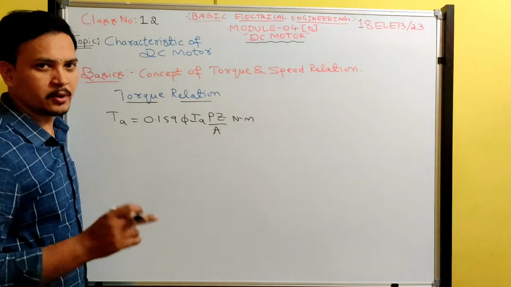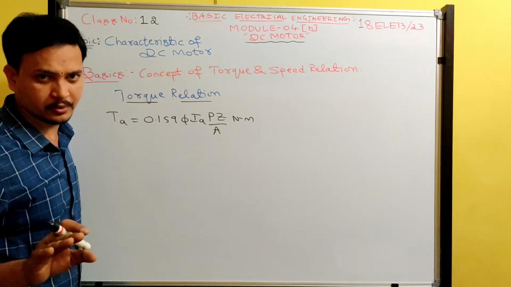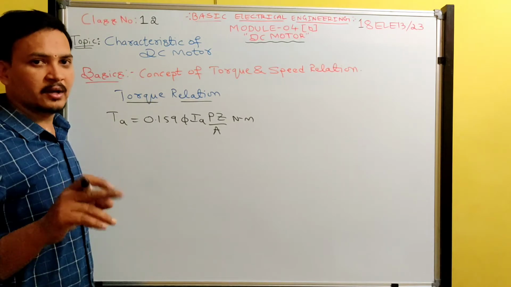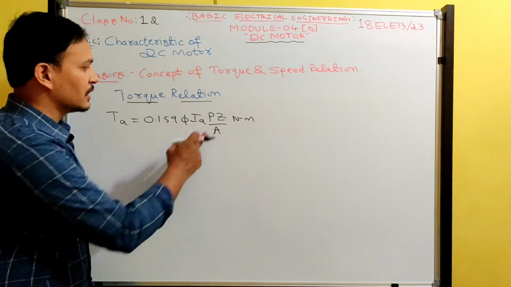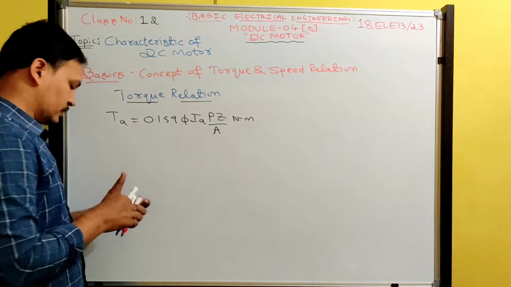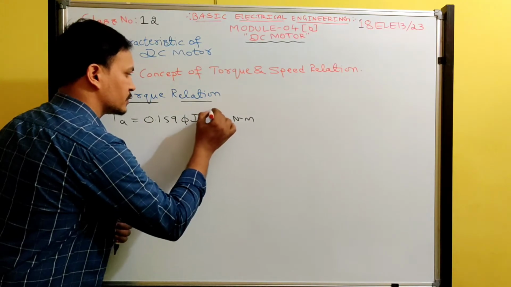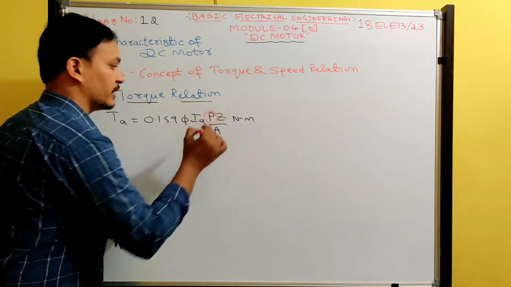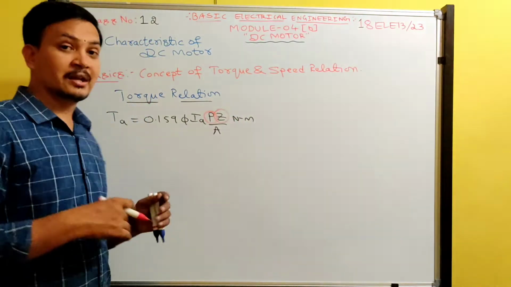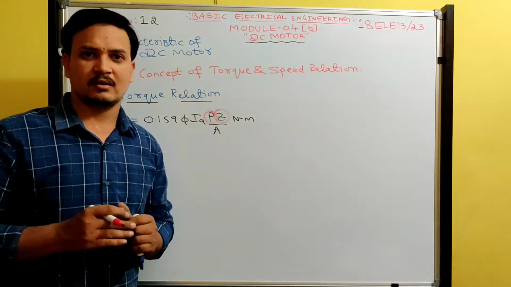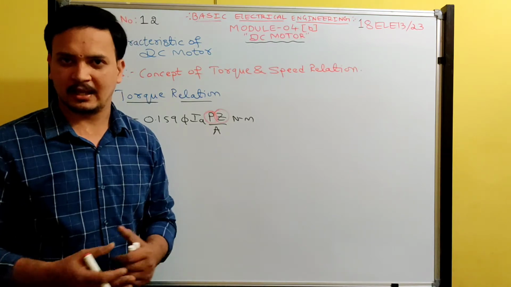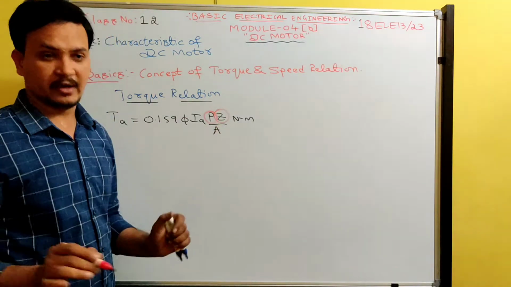Number of poles: suppose the machine is designed for 4 poles. At 4 poles, suppose it is giving 10 Newton meter, but if you need 20 Newton meter, you cannot increase or decrease the number of poles. That is practically not possible. So the number of poles will be fixed. And the number of armature conductors: when the machine is in running condition, in order to get the required torque, you cannot change the number of conductors as we like. So the number of conductors will be fixed.